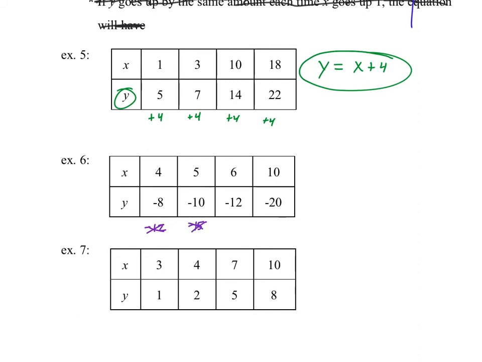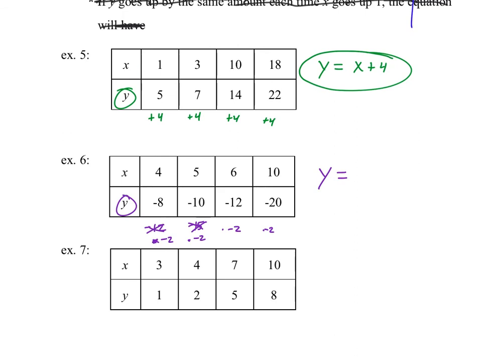Well, 4 times 2 is 8, but I need the negative. If I multiply by a negative 2, that seems to work. And I'm using an x for multiplication. Maybe I should be using the dot. 5 times negative 2, sure enough, that's negative 10. 6 times negative 2 is negative 12. 10 times negative 2 is negative 20. Yep, so to find y I always multiply my x value by negative 2.